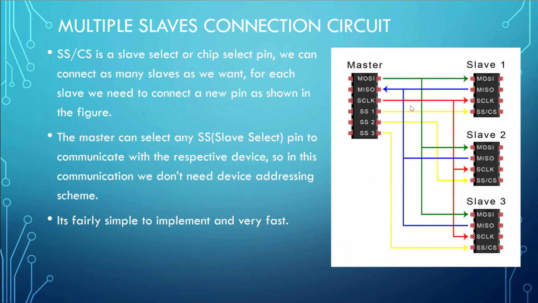Here is a simple circuit diagram showing the master with multiple slaves. For example, you have slaves 1, 2 and 3, and you want to communicate with them using your nRF device. You need a separate SS line for each slave, so whichever line you select, the master communicates with that slave device. We can connect as many slaves as we want, but we need multiple slave select lines. It's easy to implement compared to the addressing scheme in I2C or TWI, and it's very fast, but it has no response mechanism.